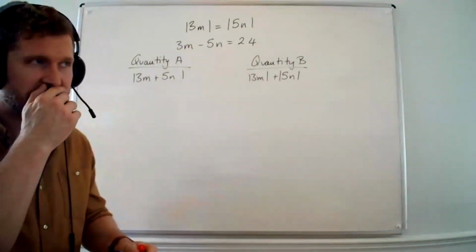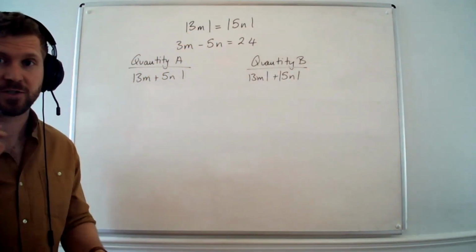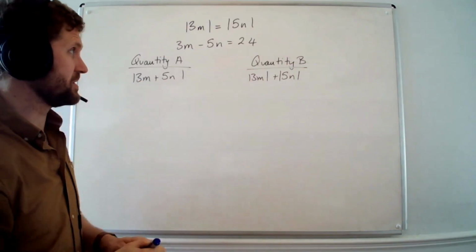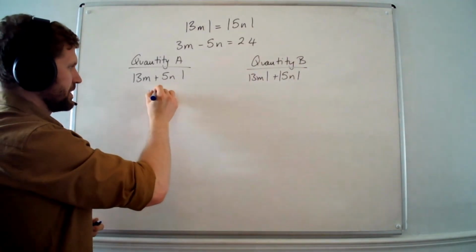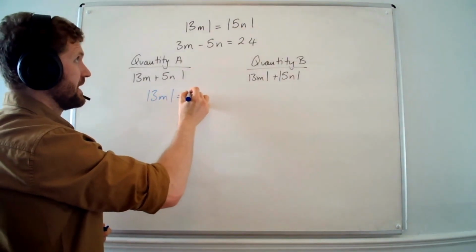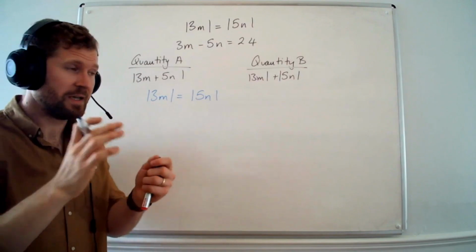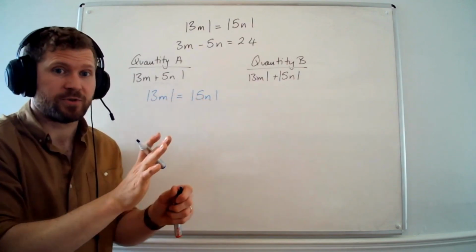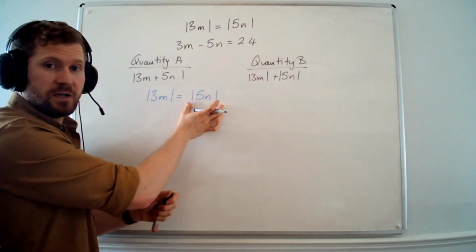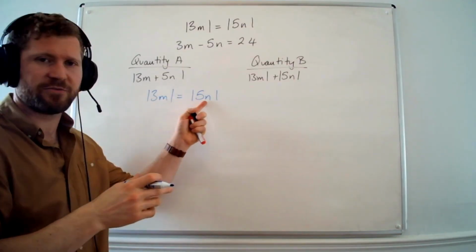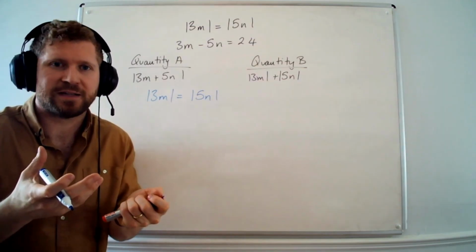So let's start to take these two pieces of information that we get given at the top and break them down. Later, I'm going to see how they relate to quantity A and quantity B. So we start with this. The absolute value of 3m is equal to the absolute value of 5n. I know at this point we've got positive here, but I kind of want to know what the relationship is between 3m and 5n without those absolute value signs.